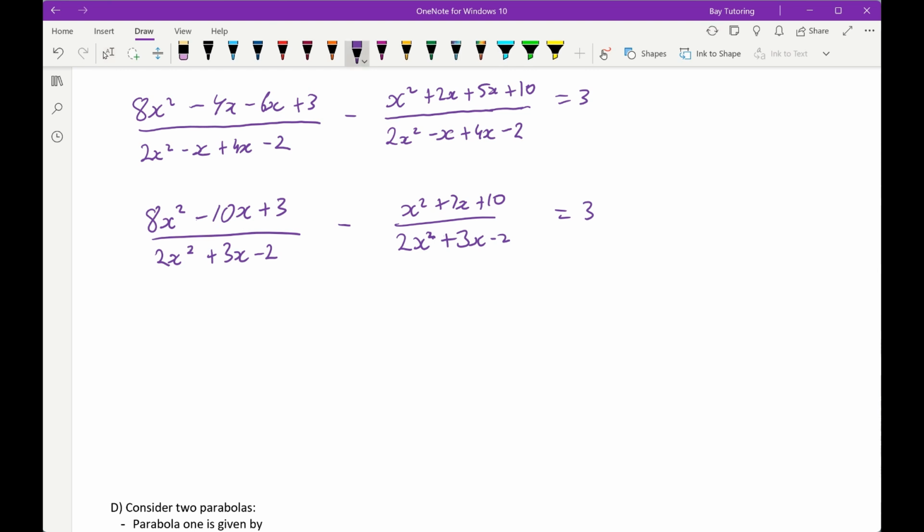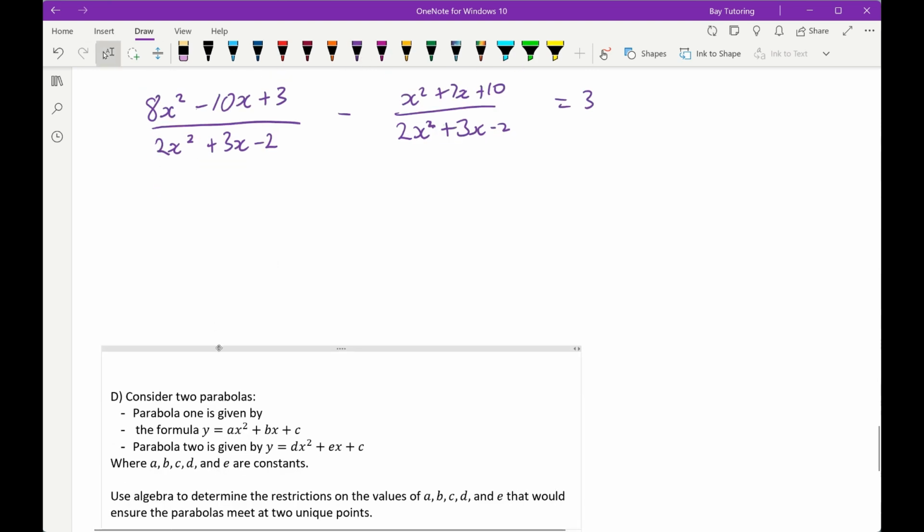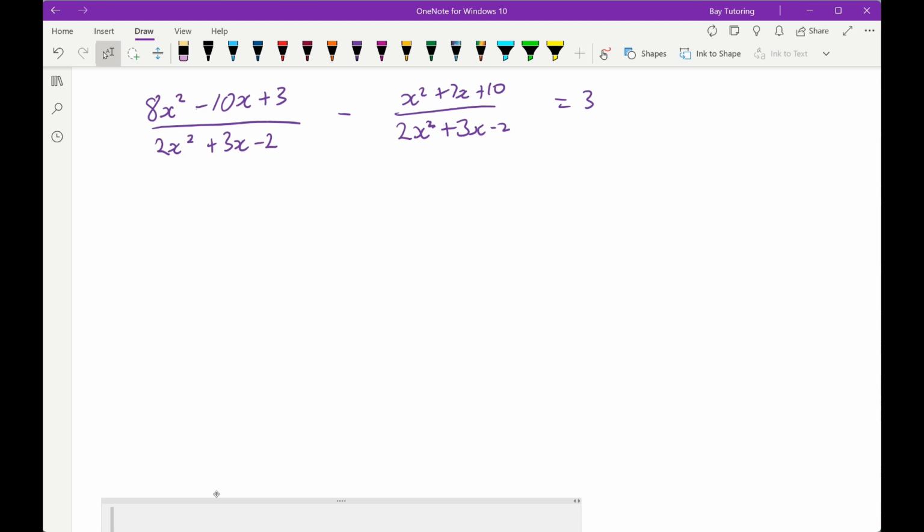So when you subtract or add fractions, you only add or subtract the numerators, so the numbers at the top. We don't do anything with the denominators. I have not left myself enough room. Let's move that out of the way.